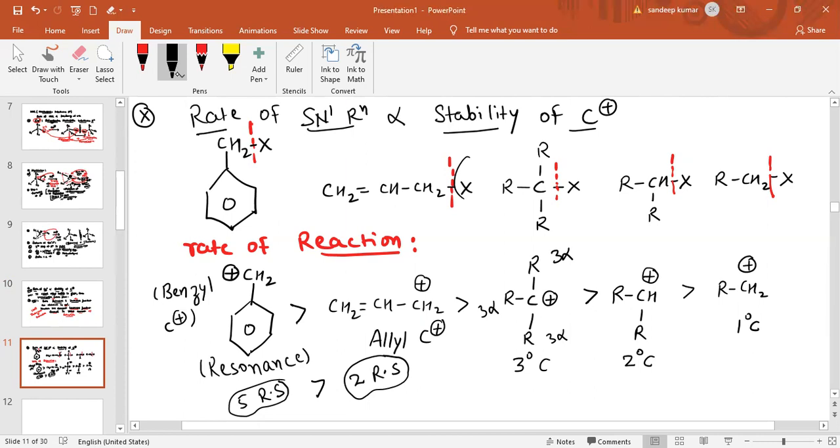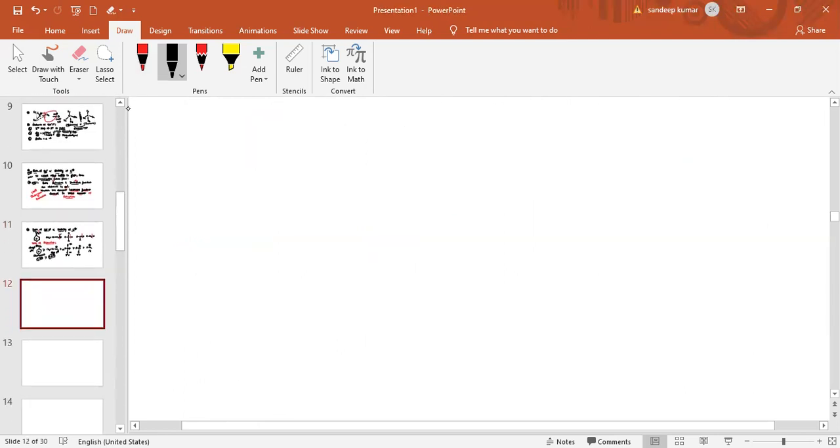Now see another question related to the rate of SN1 reaction. The question is like this. This is benzyl chloride, meaning benzene with CH2Cl, and with respect to benzyl chloride, at the para position, an NO2 group is there. This is the first compound.